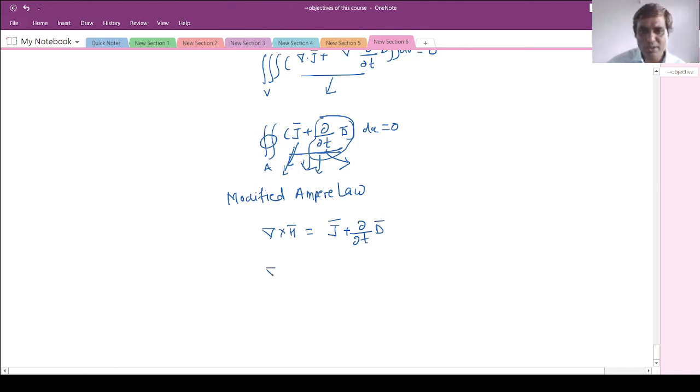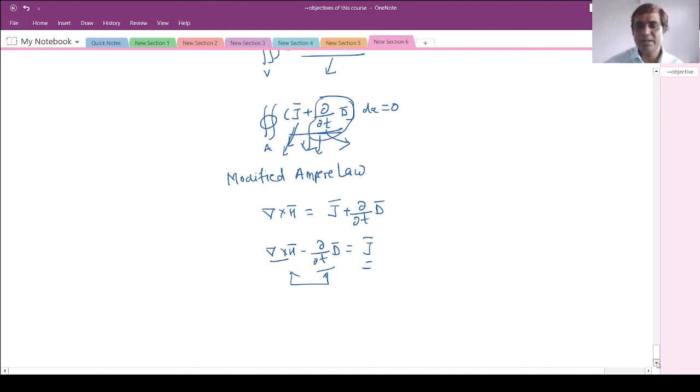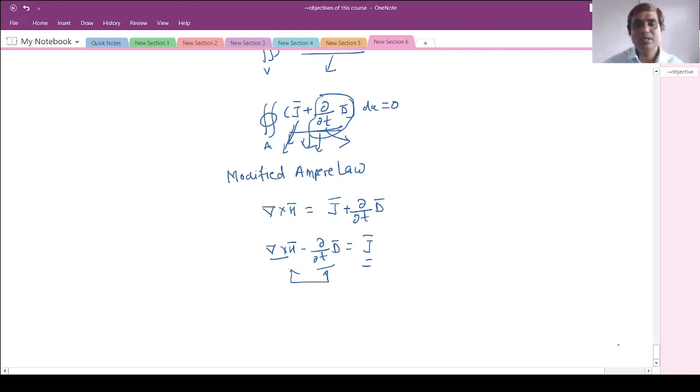Or also I can write this as curl of H minus dD̄/dt will be giving me J̄. So it gives the phenomena of electromagnetic induction. So curl of magnetic field strength, minus the rate of change of the electrical displacement, will be giving me the conduction current density. So this is my modified Ampere's law.